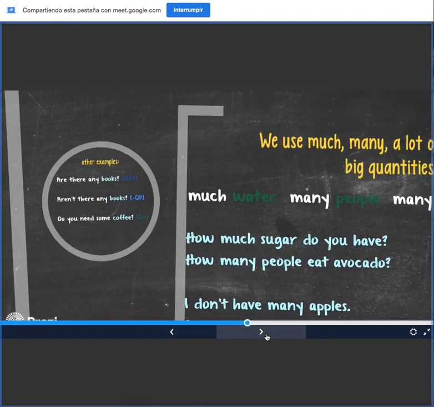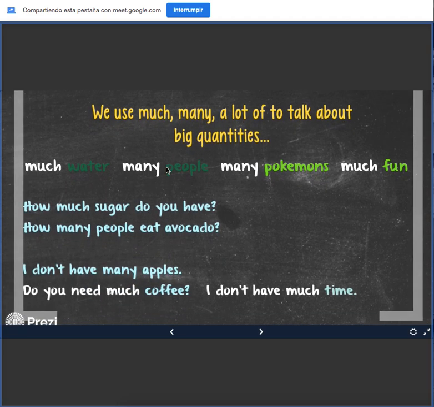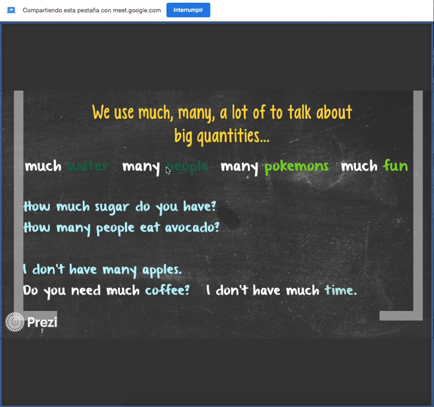So let's continue. Now let's talk a bit about much, many, and a lot of, to talk about big quantities, babies. Okay? When you have a quantity of something, a lot of something, you can use much, many, and a lot of. What is the meaning of a lot of? Who can tell me what is the meaning of a lot of? No one, you can do it. A lot of, what is that? If I say I have a lot of friends, what am I saying?